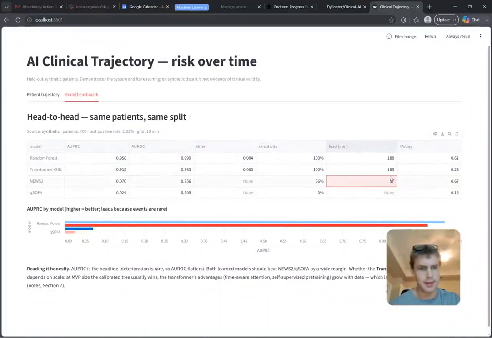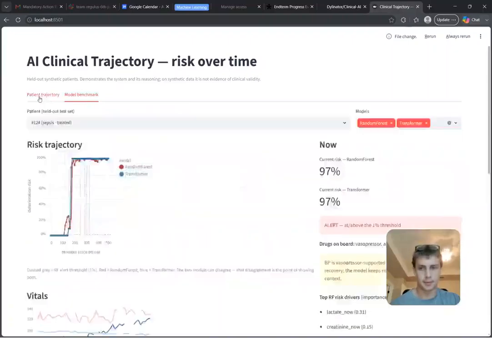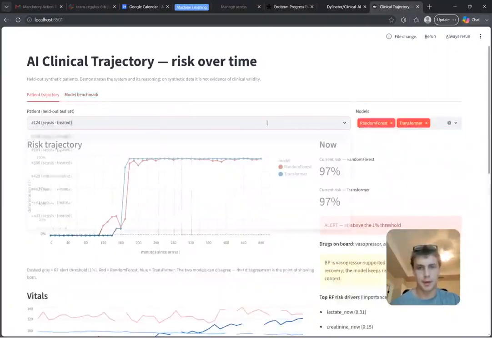You can see the 57 minutes is the average of how early a doctor can predict sepsis using this method, NEWS2, which is pretty common. And then you can see how my model has predicted it much earlier than the typical in the world of doctors.